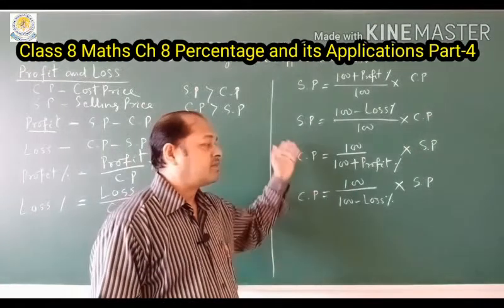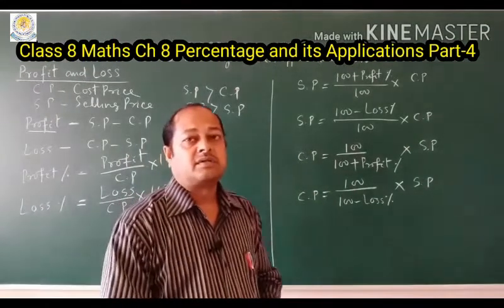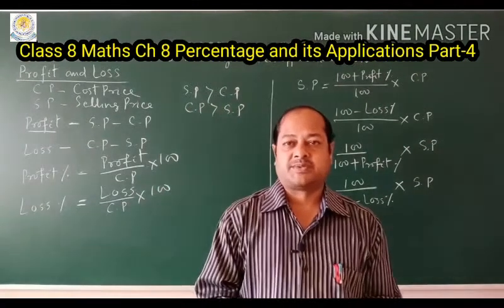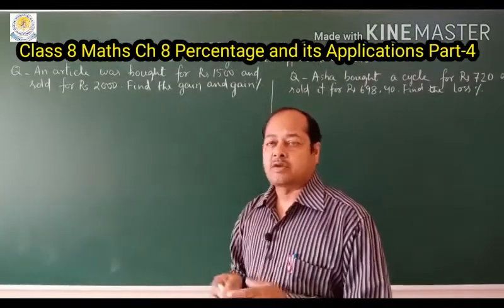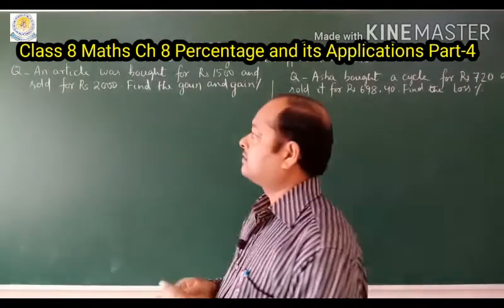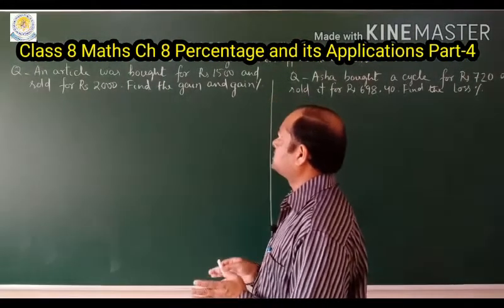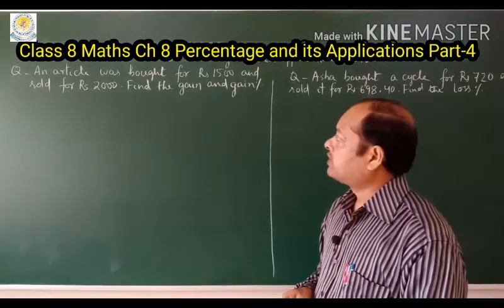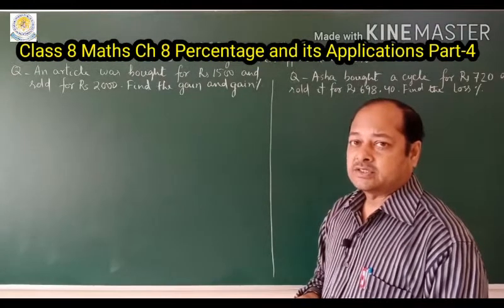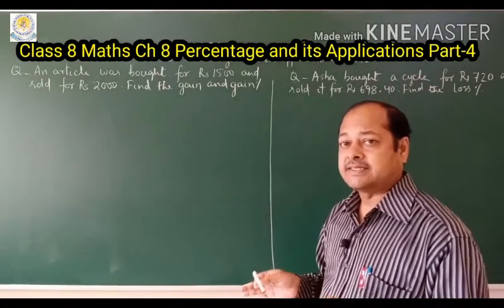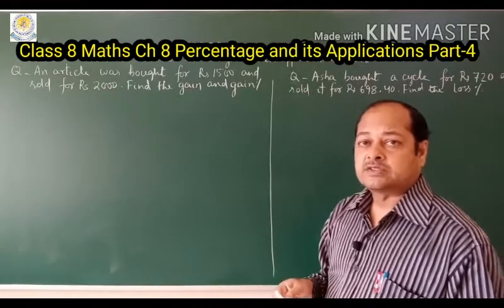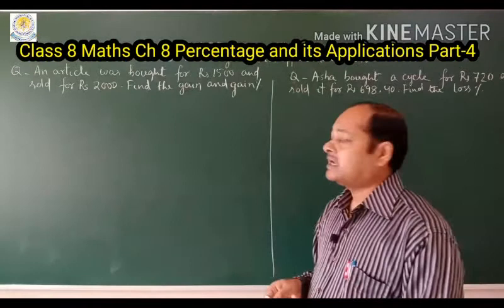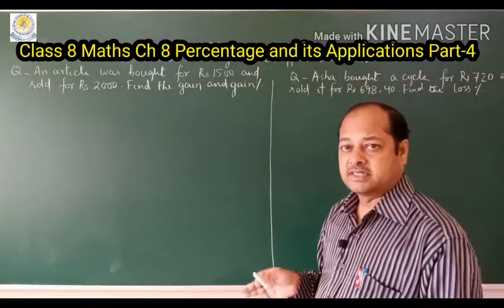So, using this formula, we are going to solve some of the story problems or word problems given in this chapter. Now, look at this word problem. An article was bought for rupees 1500 and sold for rupees 2000. Find the gain and gain percentage. That means in the question itself it is given that there is a gain. Gain means profit, so profit is also called a gain. And we have to find out the gain percentage also.